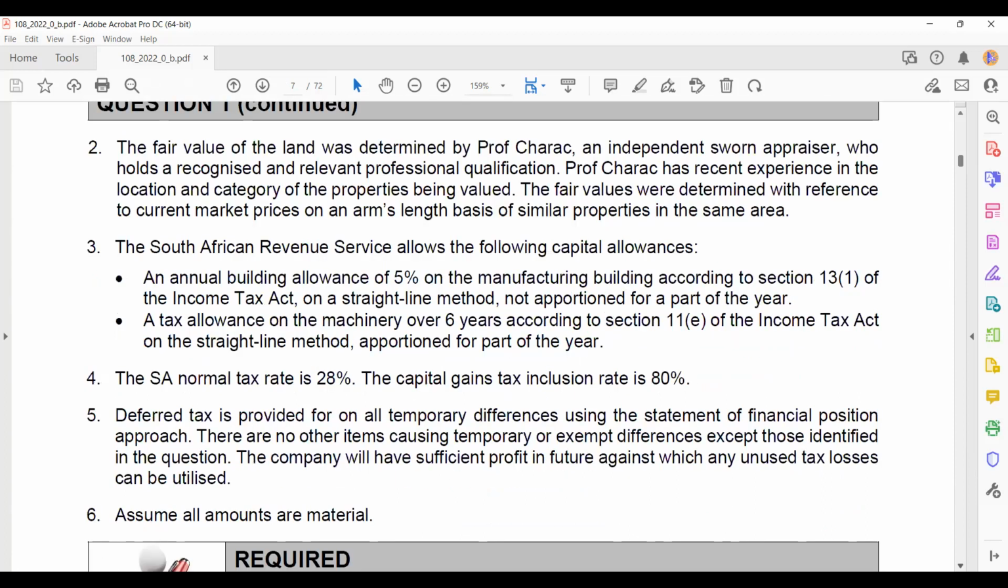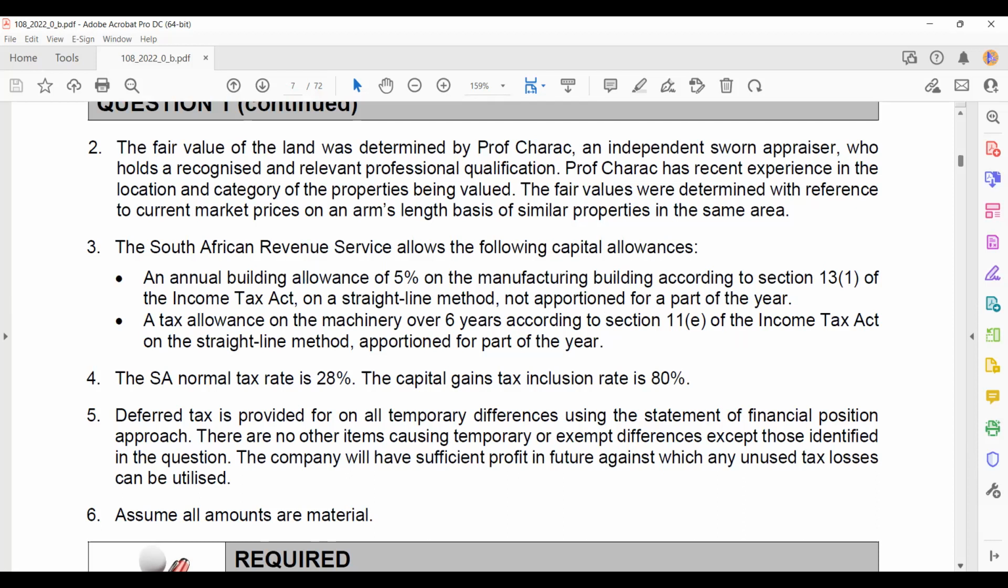The fair value of the land was determined by Prof. Charak, an independent sworn appraiser who holds a recognized and relevant professional qualification. Prof. Charak has recent experience in the location and category of the properties being valued. The fair values were determined with reference to the current market price on an arm's length basis for similar properties in the same area.